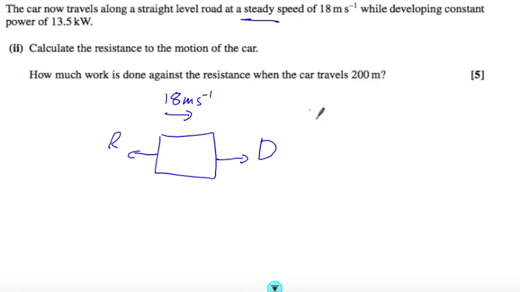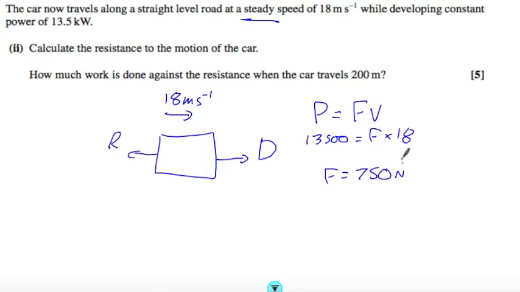So the driving force we can work out using P equals FV. So the power is the driving force times by velocity. So we've got 13,500 equals the driving force times 18. So I'm going to do 13,500 divided by 18, and that gives me 750 newtons. So that must mean that R is also 750 newtons. So I'd make clear that you understand that.